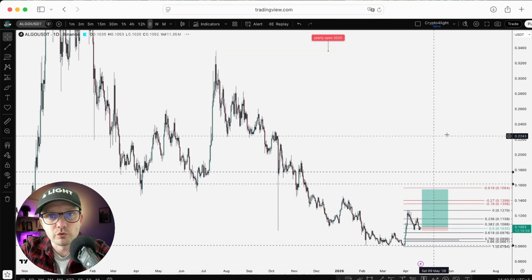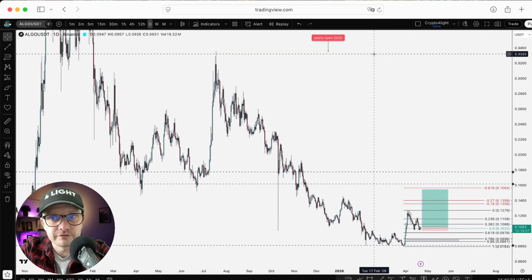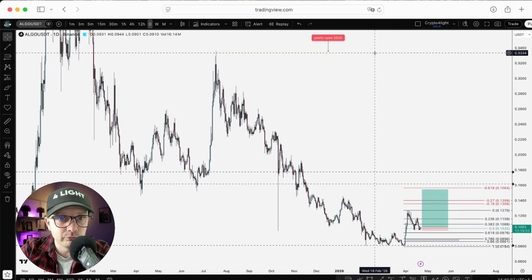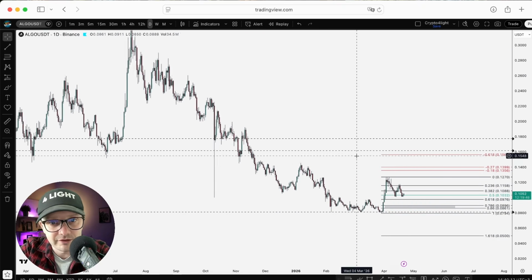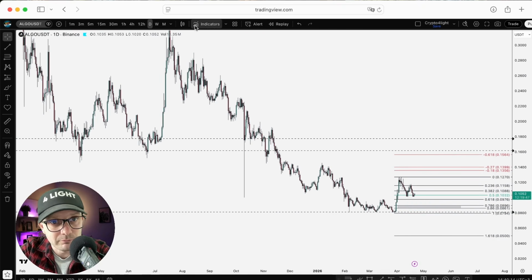And right, even to the yearly open of 25, even to, first of all, the take profit line on the weekly. After that, to 33 cents. So it's more than real, guys. So I hope in March it was the real bottom for Algorand.